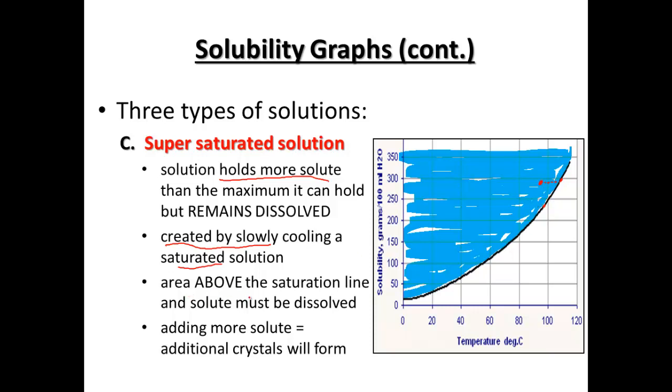So the area above the saturated line is where we've dissolved more than we should. If we add more solute, the additional crystals will actually crystallize out. We'll be making supersaturated solutions in lab to see what they actually look like. But we're holding more than we should be able to.